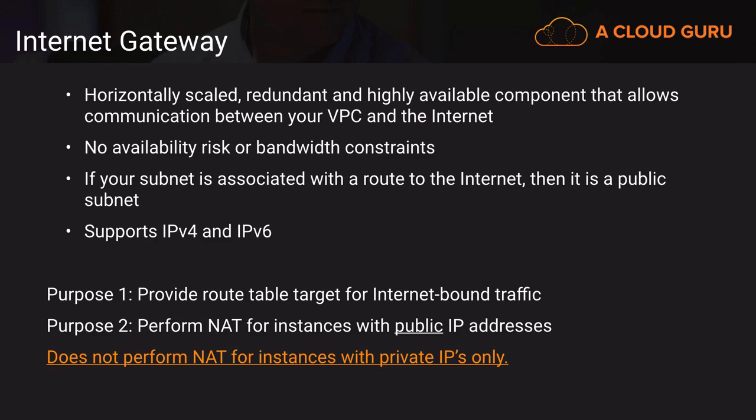Now, for purpose number two, there's an important distinction here. Inside your VPC, all instances are known to each other by their private IP address. Their public IP address, if assigned, comes in only when they're trying to access the internet or being accessed from the internet. An instance that only has a private IP assigned, regardless of whether it has a route to the internet gateway, cannot get access to the internet. So the takeaway here is the internet gateway does not perform NAT for instances with private IPs only.